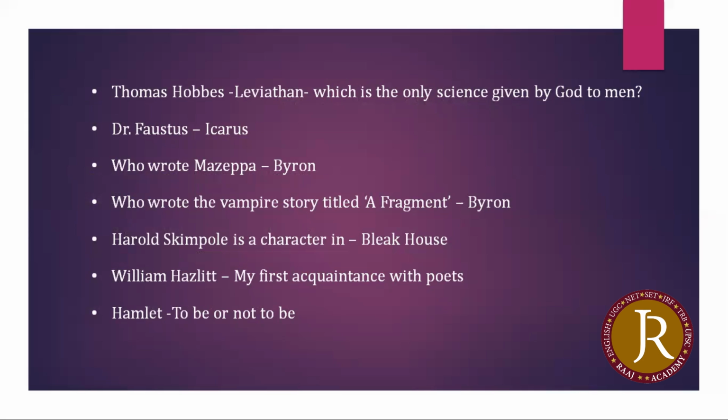In the same way, who wrote the vampire story titled A Fragment? I think it was written by Byron. Harold Skimpole is a character in which novel? You will find minor novels of Dickens; they asked a basic question. Bleak House or the remaining novels of Dickens are just minor novels, and basic general knowledge is enough to attempt that. In the same way, there was a question on William Hazlitt, asking to identify about whom it was described like that. And of course, the well-known question, Hamlet, to be or not to be: what is the exact meaning of to be or not to be?